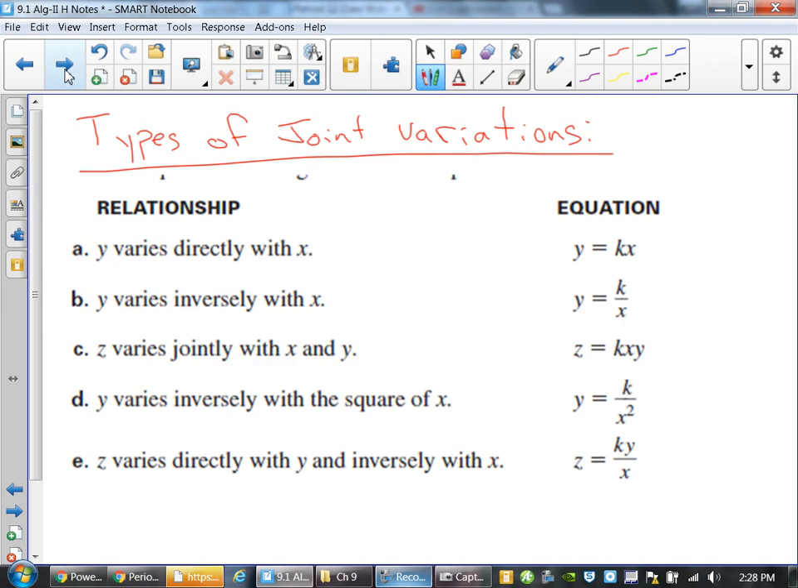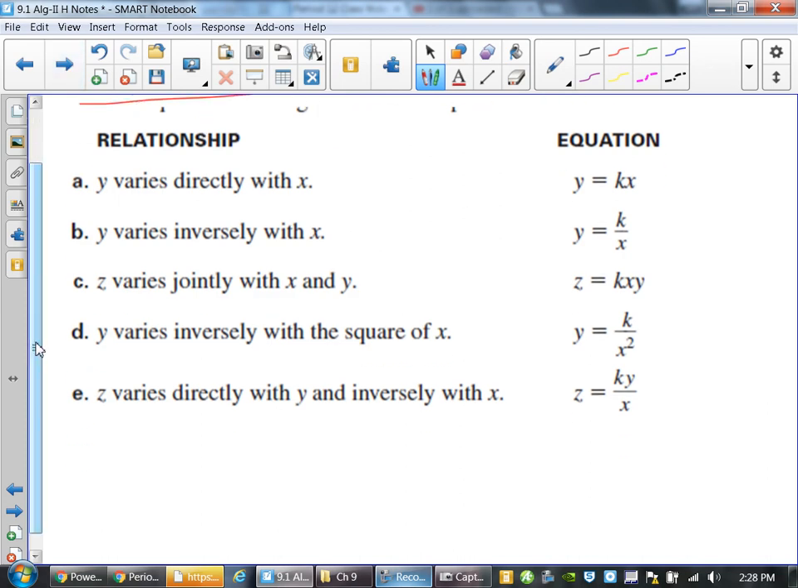Like I said, when we walk through this, don't write all these things out. This is right out of your book. Y varies directly with x. There's the multiplication. Inversely, there's your division. Jointly, k, x, y. Inversely with the square of x. Inversely, so it's division by x squared. And we just did one direct and inverse. As long as whatever variable comes first is on one side, k goes on the other, whether you're multiplying or dividing just depends if it says direct or inverse. That's really it.